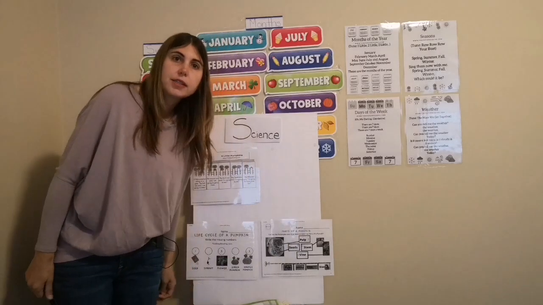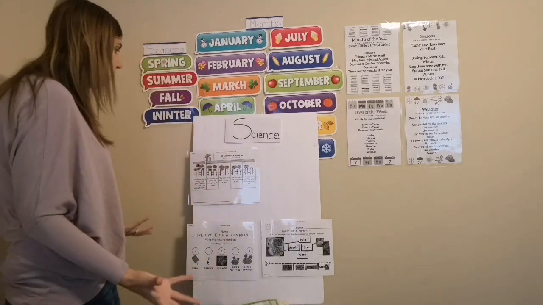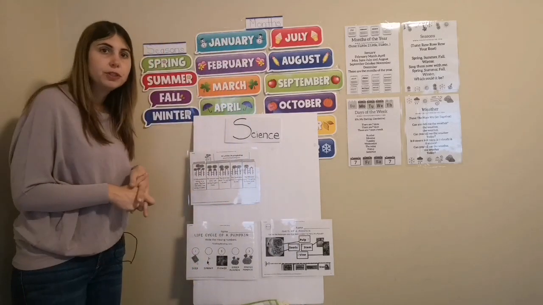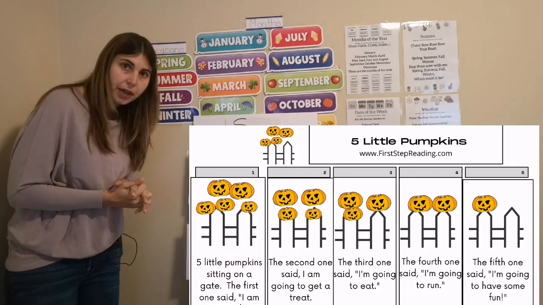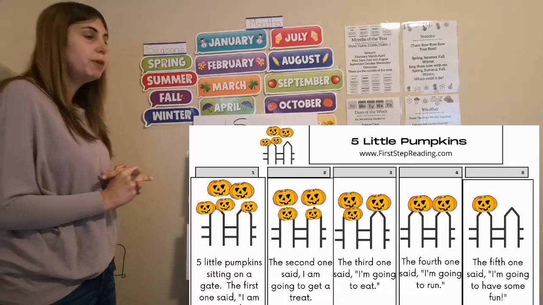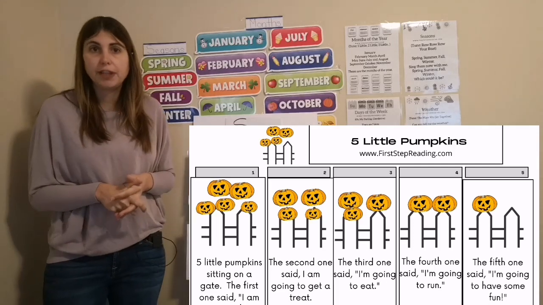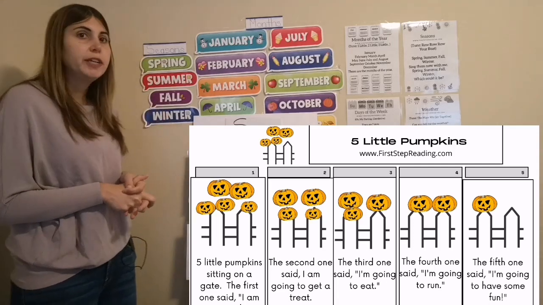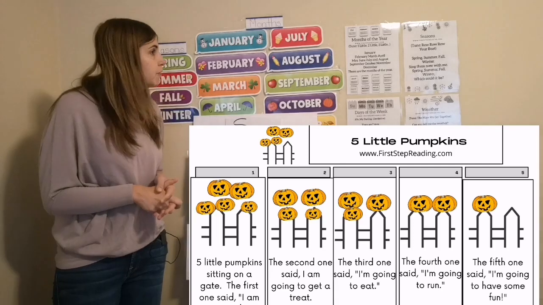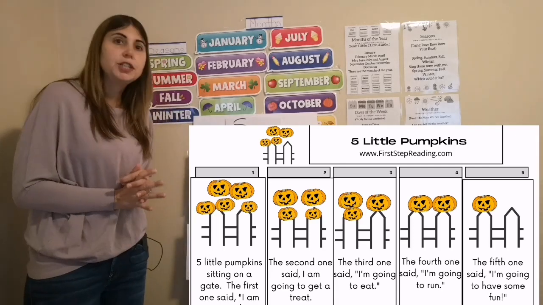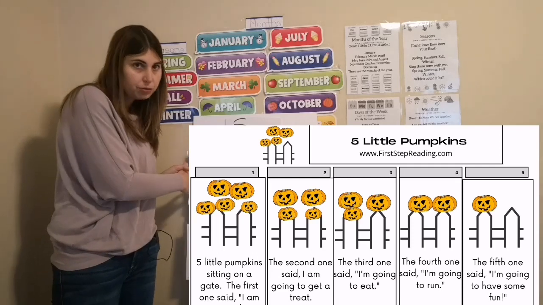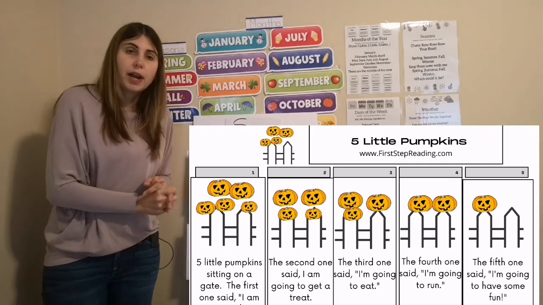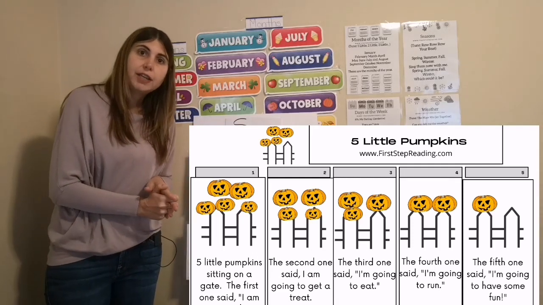For science today, we're talking about pumpkins. So let's first start by reading a fiction story. Most of the stories we've been reading are non-fiction. Nonfiction means not fake. And fiction means fake. This is a fake story. It's not telling us true facts, right? It's a fiction, a fake story.